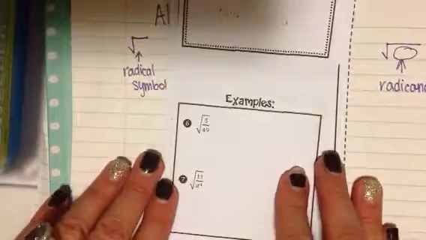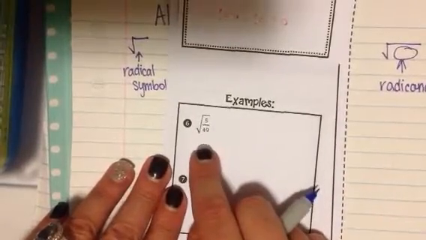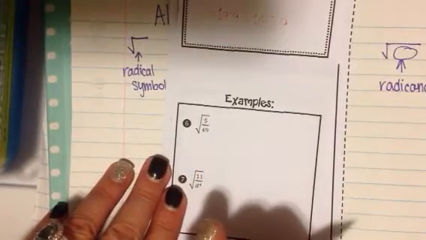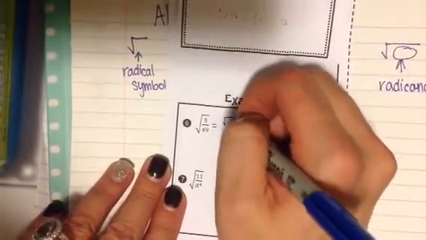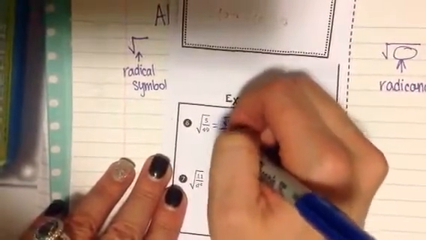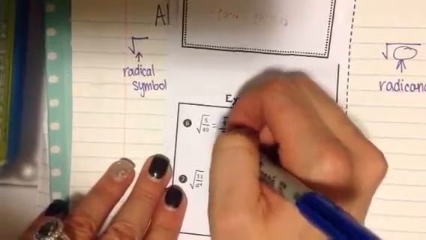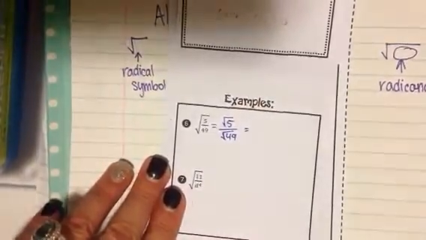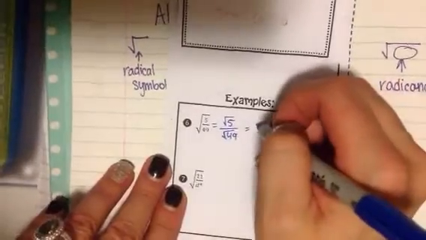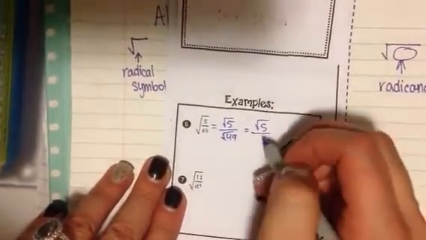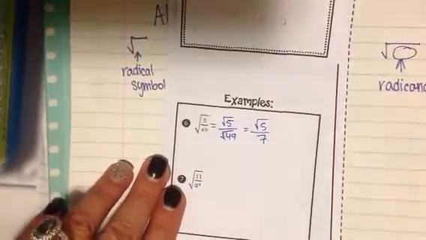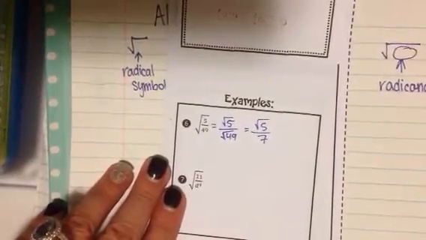So let's take a look at number 6. We have the square root of 5 over 49. We can rewrite this as the square root of 5 over the square root of 49. I don't know the square root of 5, so that's going to stay inside. I do know the square root of 49 though. It's 7. And that's my simplified answer.